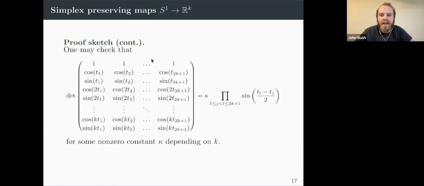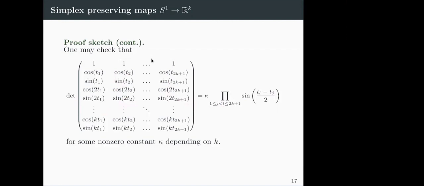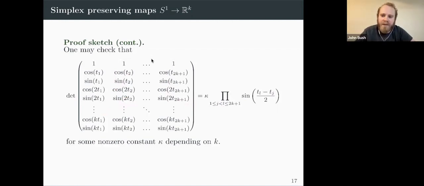It turns out that, completely analogously to the standard moment curve, this satisfies the property that the points along this curve are in general position. One can check that, again, by appending these vectors with 1s and taking the determinant. The determinant works out to be a product of sine terms, where the arguments of sine are the differences of the t_i divided by 2. So if I start with distinct t_1 through t_{2k+1}, then all of these terms will be non-zero.